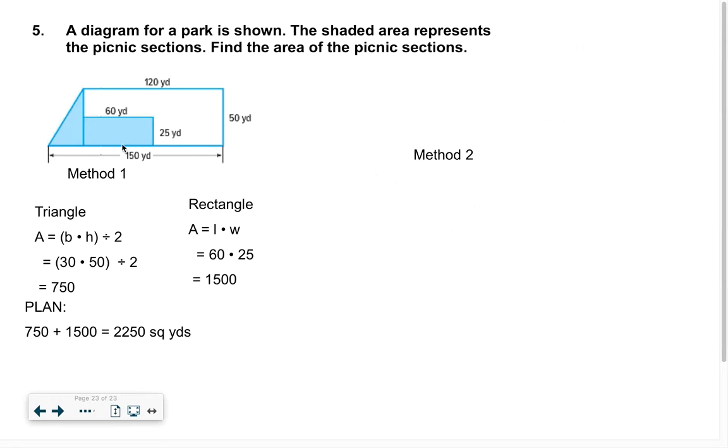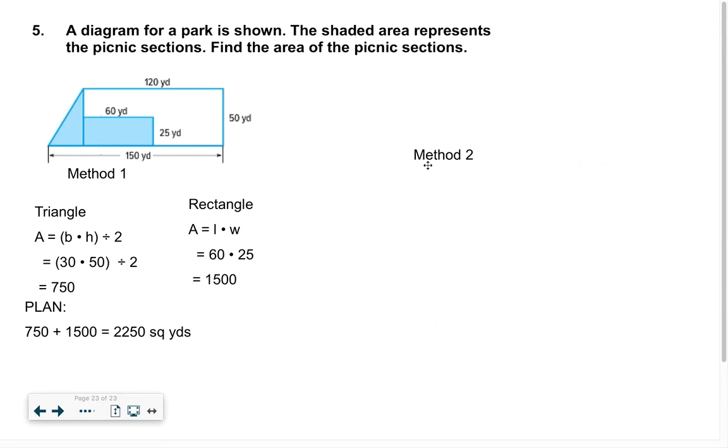So for my triangle, I realized that if this was 60, and I had to look at this, sorry. This was 120 and this was 150. Then I know that from here to here it had to be 30. And then I knew that this height was 50 because this height is 50. So then I found that area. And then the rectangle was 60 by 25. That was pretty simple to figure out. And then I added them together.